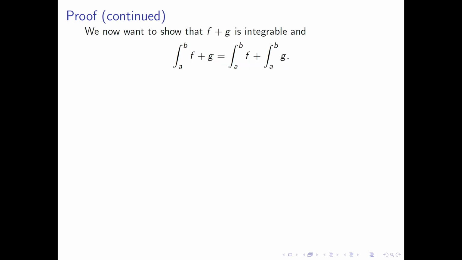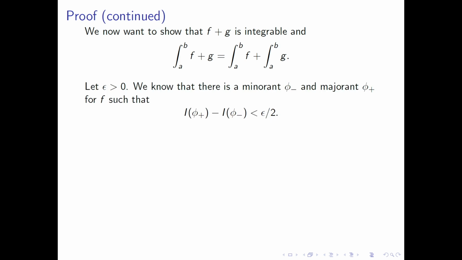Now part 2, which is that the integral of f plus g is equal to the integral of f plus the integral of g. Someone again gives you an epsilon. We need to find a majorant and a minorant for f plus g whose integrals differ by at most epsilon. Since f was integrable, I can find a minorant phi minus and a majorant phi plus for f whose integrals differ by at most epsilon over 2.